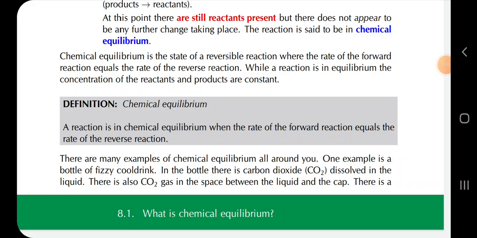So firstly, we have to know what chemical equilibrium is. It is a state of a reversible reaction where the rate of the forward reaction equals the rate of the reverse reaction. So that is chemical equilibrium. It's good that you write notes while we're doing this: the forward reaction is equal to the reverse reaction. That state is what we call chemical equilibrium.